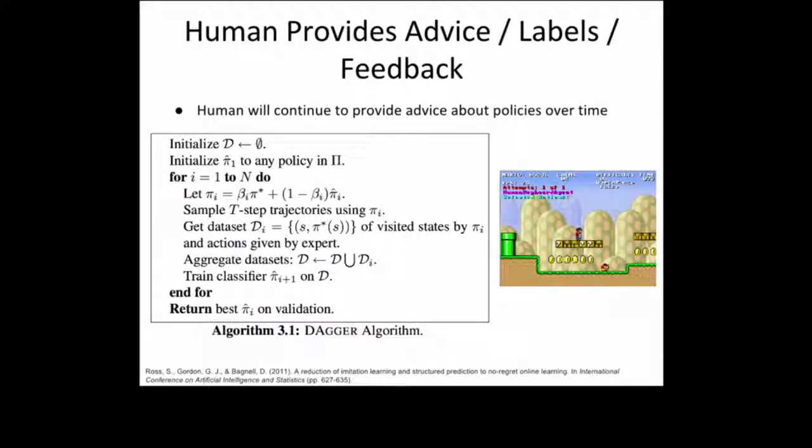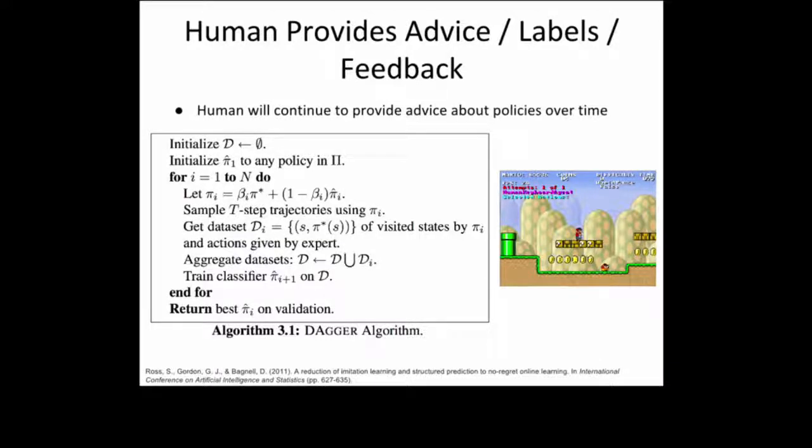Another idea is that rather than providing direct reward signals, maybe it's easier for people to provide direct advice or labels or feedback on the decisions that are being made by the agent, or the decisions that the teacher thinks the agent should perform. So Drew Bagnell, Stephane Ross and Jeff Gordon developed the DAgger algorithm a few years ago, which is very similar to inverse reinforcement learning, but it keeps around the idea that you can continue to get feedback from the expert as the agent is learning.